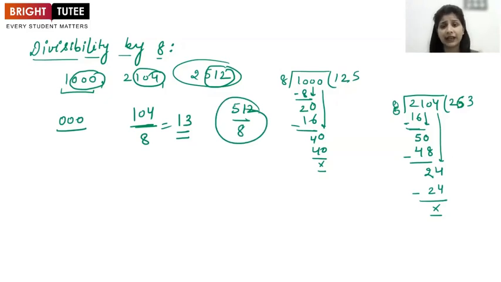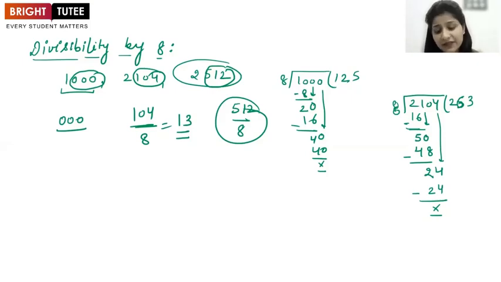If that is divisible by 8, we say any number whose last 3 digits form a number divisible by 8, then the complete number would be divisible by 8. What is the divisibility rule or the test for 8? The divisibility rule by 8 says that take the last 3 digits of the number, and if the number formed by those 3 digits is divisible by 8, then we say that number is also divisible by 8. So this is the divisibility rule of 8.